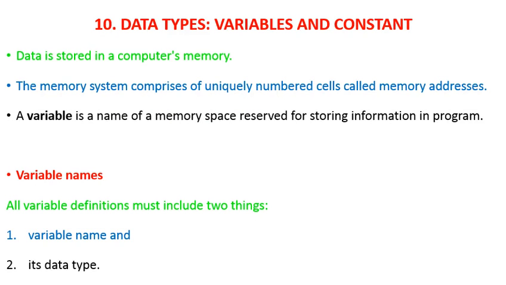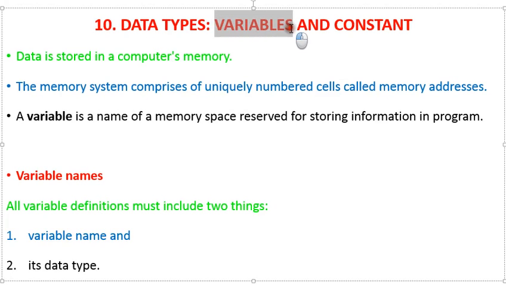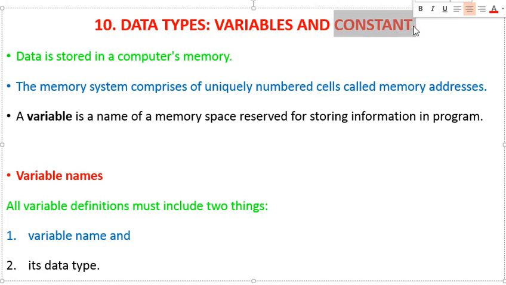So since we said the computer manipulates data, what are the data types we have when writing a program for the computer? The data we have in a computer when writing a program are categorized into two. We have what we call variable and we have what we call constant. Now, what is a variable and what is a constant as far as computer programming is concerned?